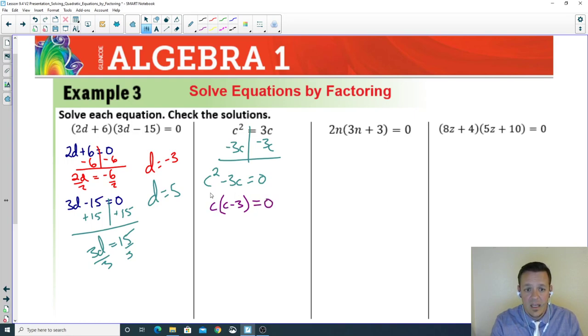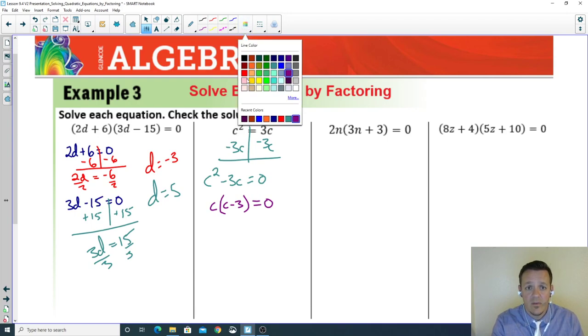Now how did I get that? C times c is c squared. C times 3 would be 3c. Hopefully you guys see that I took that out. So this involves everything we have learned so far up to this point in this year. Alright, now we have our a times b.